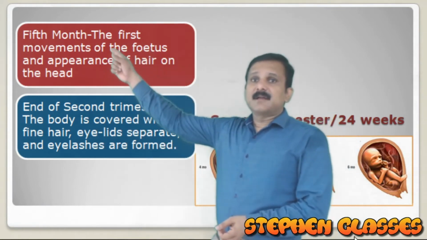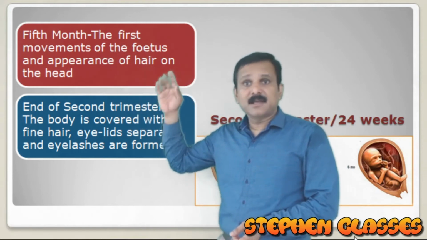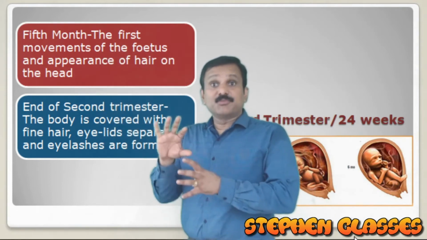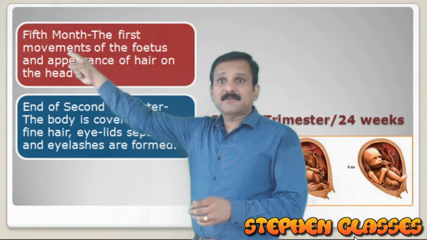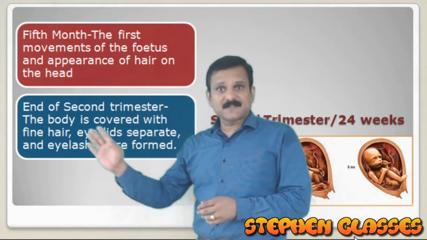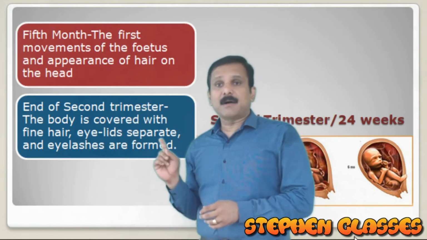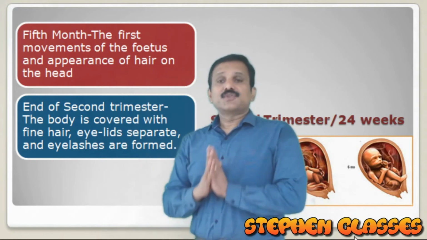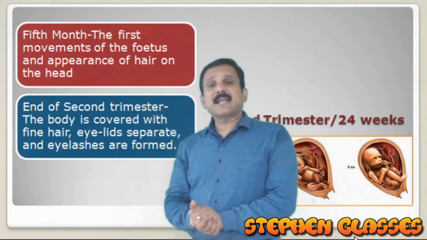So, what are the changes happening to the fetus now? In the 5th month, you can observe the first fetal movements and the appearance of hair on the head. The fetus will begin to move and there will be appearance of hair on the head in the 5th month. And by the end of the second trimester, after completion of 24 weeks, the body will be covered with a fine hair, eyelids will separate, and eyelashes are formed. So these are the conditions happening after completion of the second trimester.